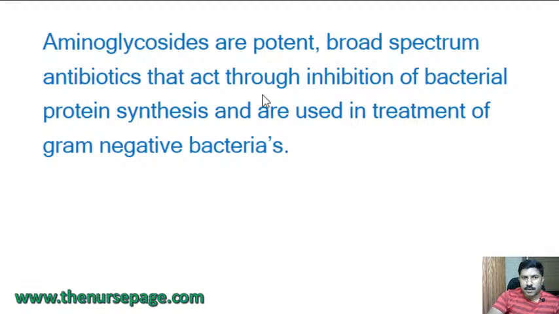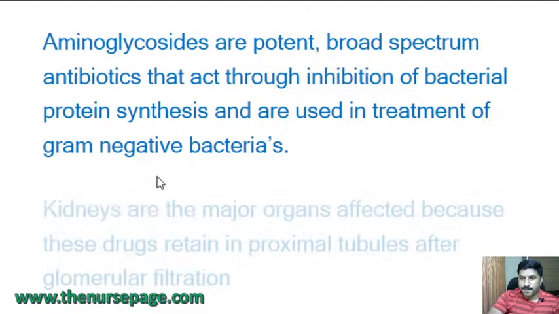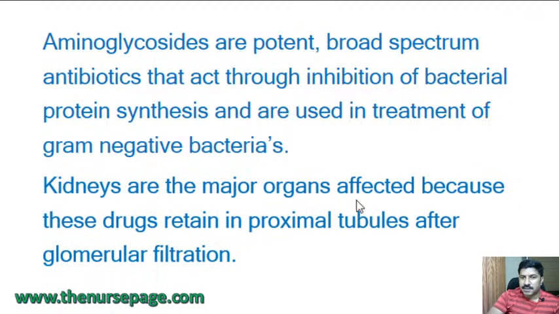Aminoglycosides are potent broad-spectrum antibiotics that act through inhibition of bacterial protein synthesis and are used in treatment of gram-negative bacteria. Kidneys are the major organs affected because these drugs are retained in the proximal tubules after glomerular filtration. That is why nephrotoxicity is a major side effect of aminoglycosides.